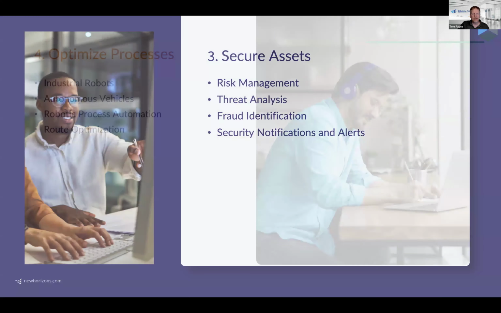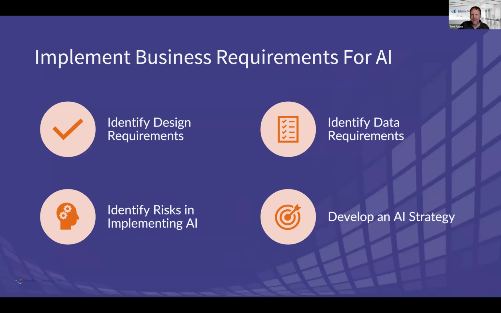All right, last little subtopic here is implementing business requirements for AI. So we're going to talk about designing our solutions that incorporate AI. We'll talk about the data requirements. What do we need to have data-wise in order to make this work? We'll talk about risks of moving to AI, and then we'll talk about developing our AI strategy going forward.